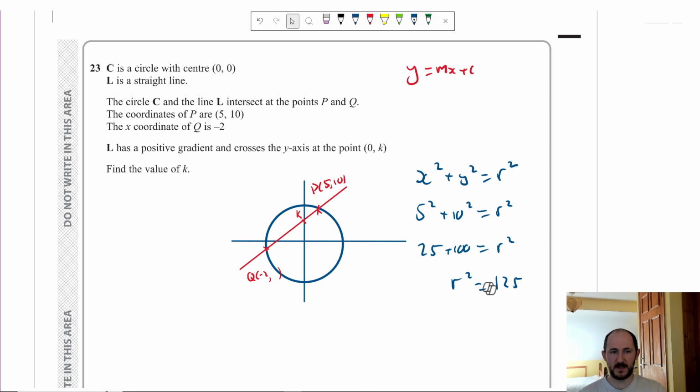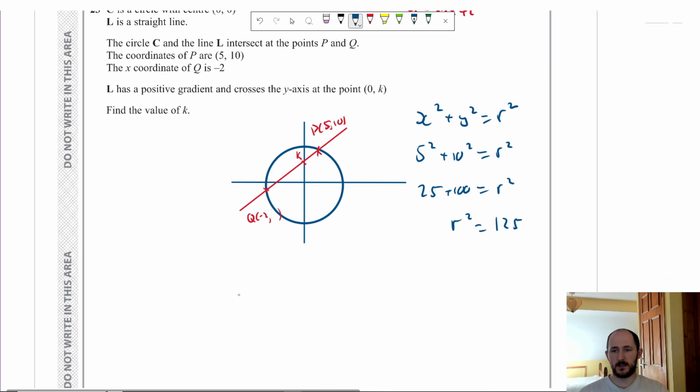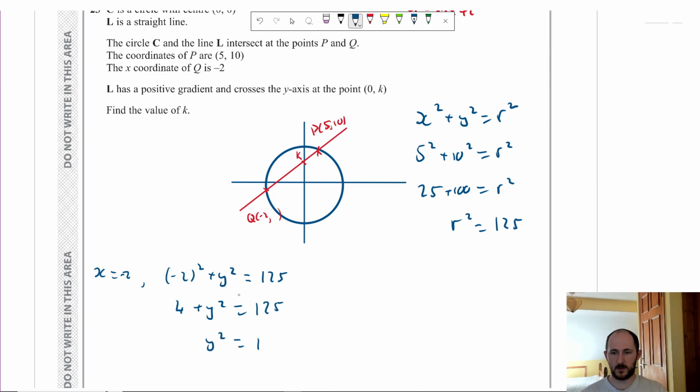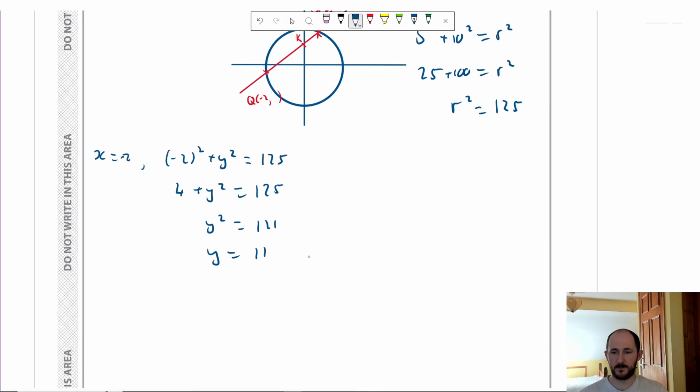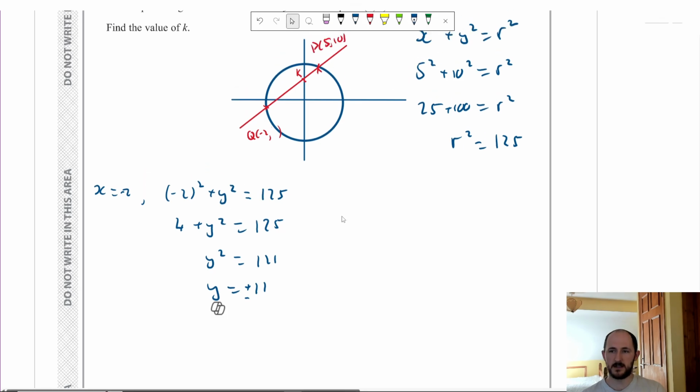So what we need to do now is work out what the y coordinate of Q is. So at Q, x equals minus 2. So we're going to sub that in. We have minus 2 squared plus y squared equals 125. 4 plus y squared equals 125. y squared equals 121. So y is equal to 11. Now, technically, it's plus or minus 11, right? So which one do you think it's going to be?